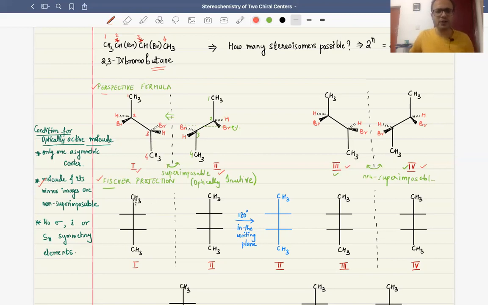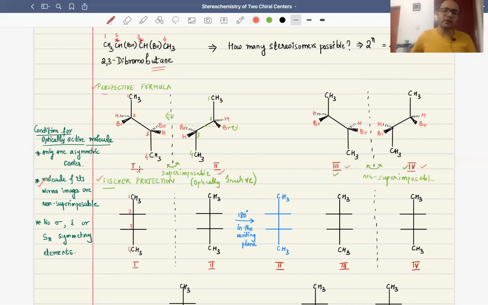If we look here, I am keeping my line bonds on the vertical bond of the Fischer projection formula. That means the carbon chain is on the vertical bond. So let me number it exactly the way it is numbered in the perspective formula, and that is 1, 2, 3, and we have the 4.